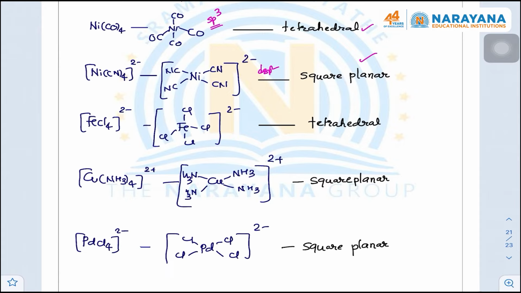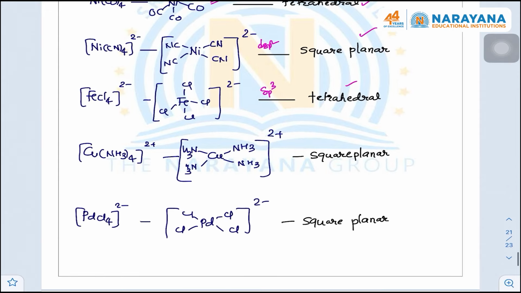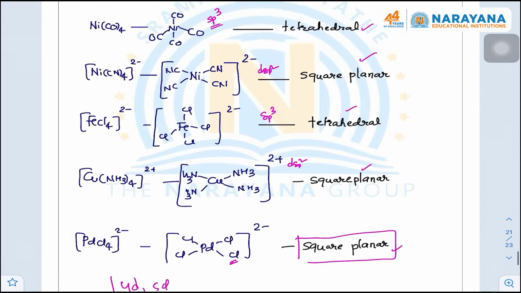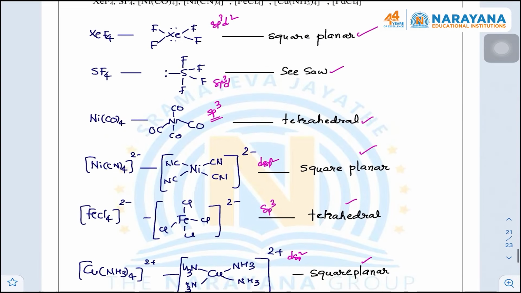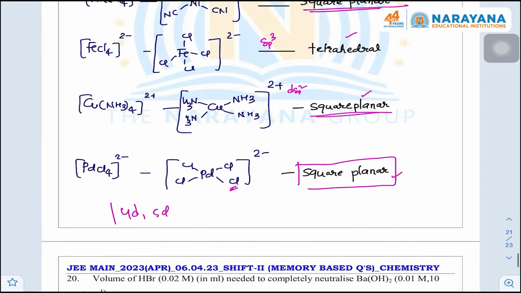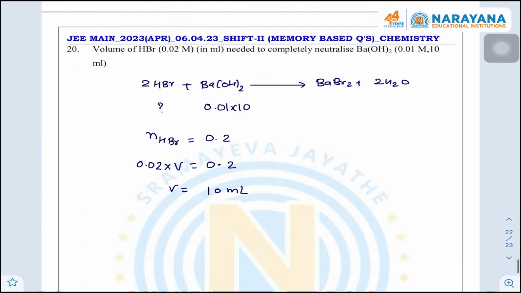[FeCl4]2-, this is also common, Cl- is a weak ligand, so it forms a tetrahedral complex. [Cu(NH3)4]2+ is dsp2 and square planar. [PdCl4]2-, though Cl is a weak ligand, 4d and 5d series produce enough splitting for the formation of square planar complex. So [PdCl4]2- is a square planar complex. So among these complexes, that is species, 4 square planar species are there: XeF4, [Ni(CN)4]2-, [Cu(NH3)4]2+ and [PdCl4]2-.